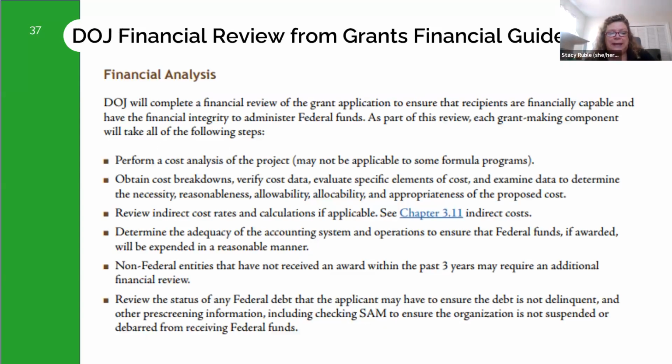I'm not going to read this to you, but again, this just gives you an example of the financial analysis that DOJ is going to go through. So they're going to do a cost analysis, do cost breakdowns, review indirect cost, look at your accounting system. They may ask for an additional financial review, make sure that you don't have any federal debt. So those are the kinds of things that they're going to be looking at. And I know DOJ specifically has 2 questionnaires that you would have to complete in order to apply for their grants. Next slide.